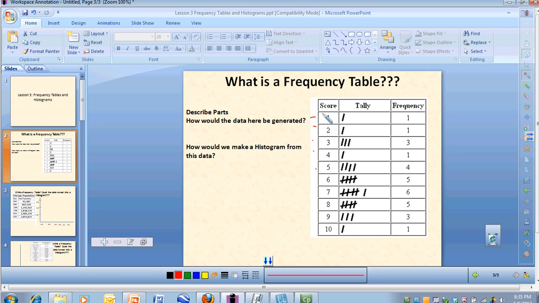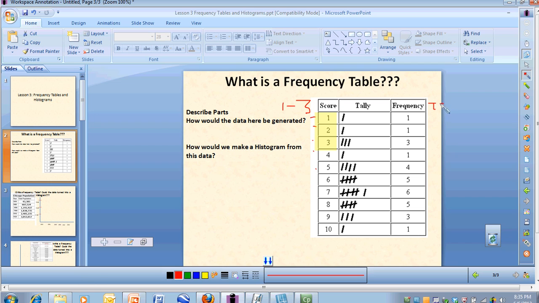Now sometimes you'll see these scores in a range. So instead of just being 1, 2, 3, you might see these grouped together to look like 1 through 3. So instead of having the tally mark and the frequency for 1 is 1, frequency for 2 is 1, frequency for 3 is 3, for 1 through 3 you'd have a total frequency of 5.